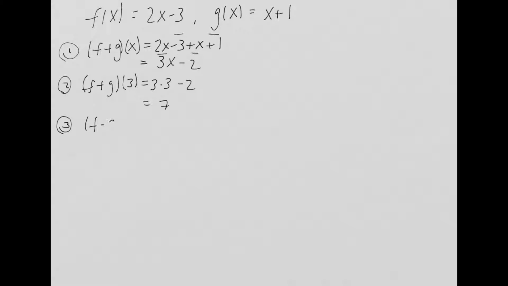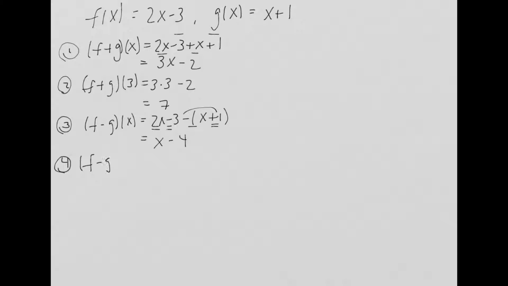Next, what is f minus g of x? So this says take f of x, subtract off all of g of x. Simplifying this a little bit, I have 2x minus an x gives me 1x, minus 3, and then that minus comes over here, so minus 1 more gives me minus 4.